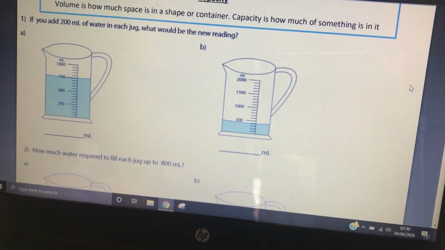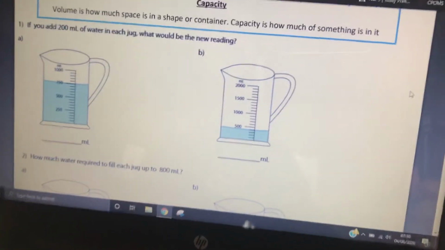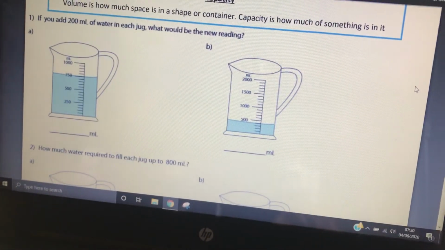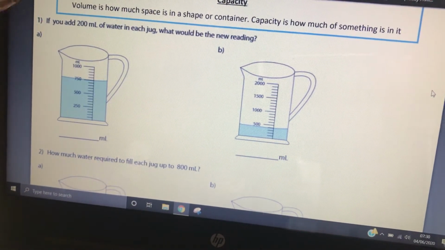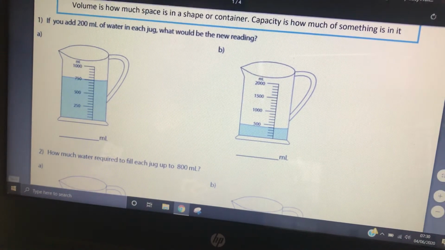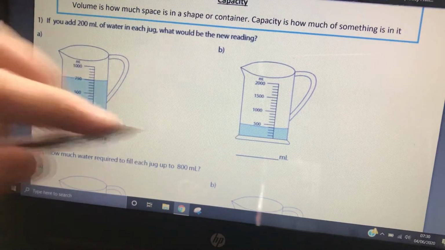And sometimes some of the basics get forgotten. So, all you need to do in this first one is, if you add 200 millilitres of water in each jug, what would the new reading be? At first, sounds like a very simple job. You've got to make sure you know the increments of the scale.